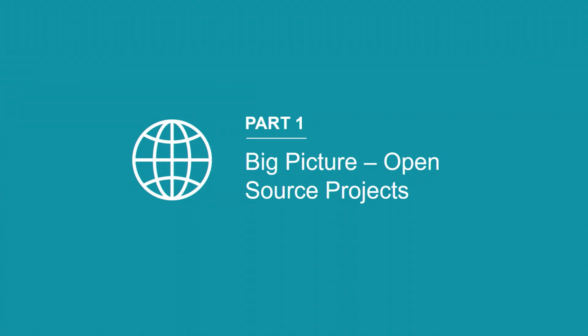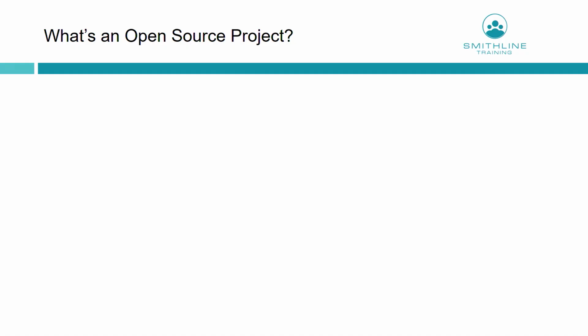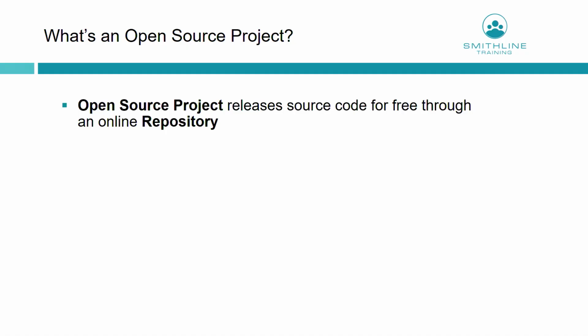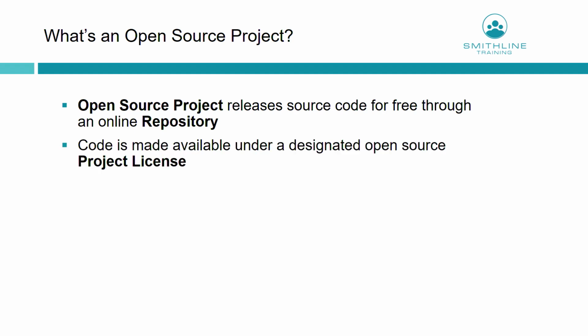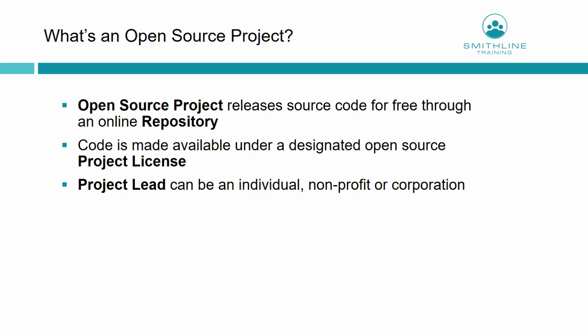So let's start with the big picture. What are open source projects and how do they work? Well, an open source project is a volunteer operation that releases source code through an online repository. And the project will choose a license under which that code is made available to the world, and that's called the project license. A project is led by a project lead.